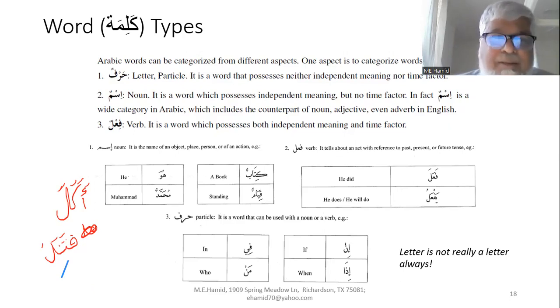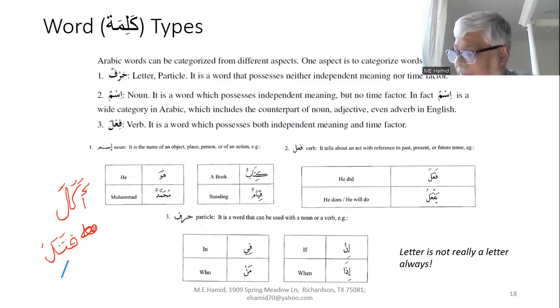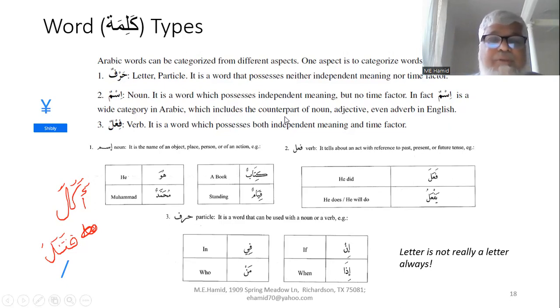So what is remaining then? Anything that is not a noun and not a verb will all go into the harf bucket. If you use a filter on the Arabic dictionary, you can filter out the words that have a time element. That's all verbs. The rest will be nouns and harf.